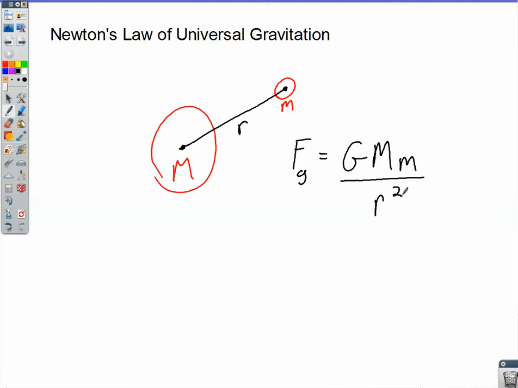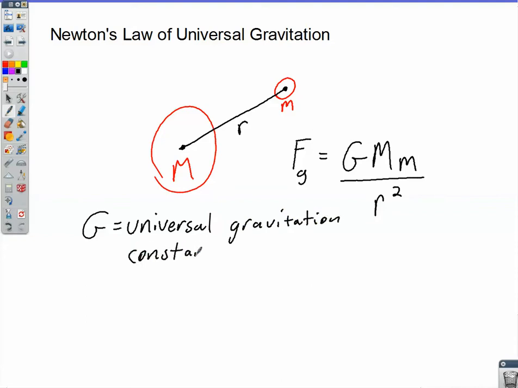Alright, so big G, as I said, is the universal gravitation constant. And Newton didn't know what it was. In terms of things on Earth, he knew that big G times the mass of the Earth was going to be a constant, and he could figure out what it was.